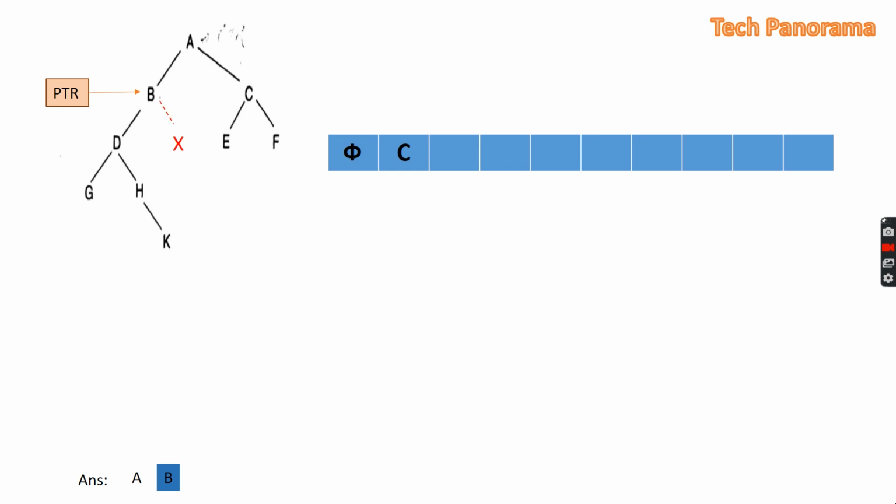So again, we will move to the left. Next, as the left, there is a D. So first we will process the D, then check its right. As it has a right, we will push it into the stack. Next we will proceed again to the left, G. First we will process the G, then check its right. As it has no right, there is nothing to be pushed.